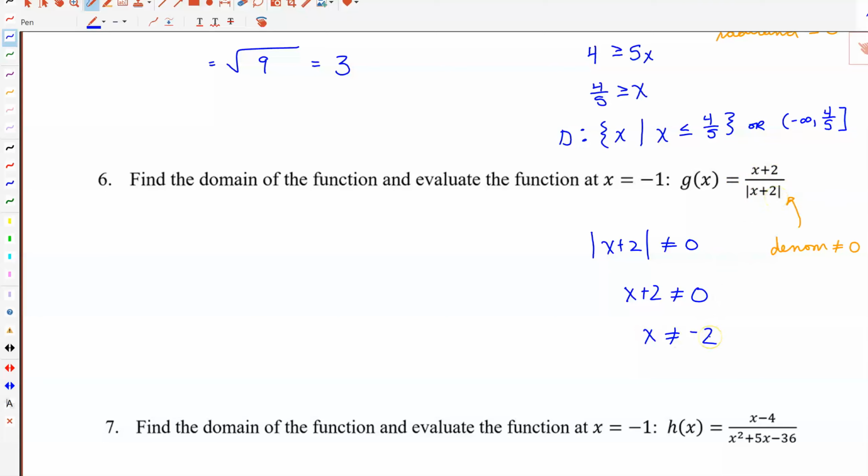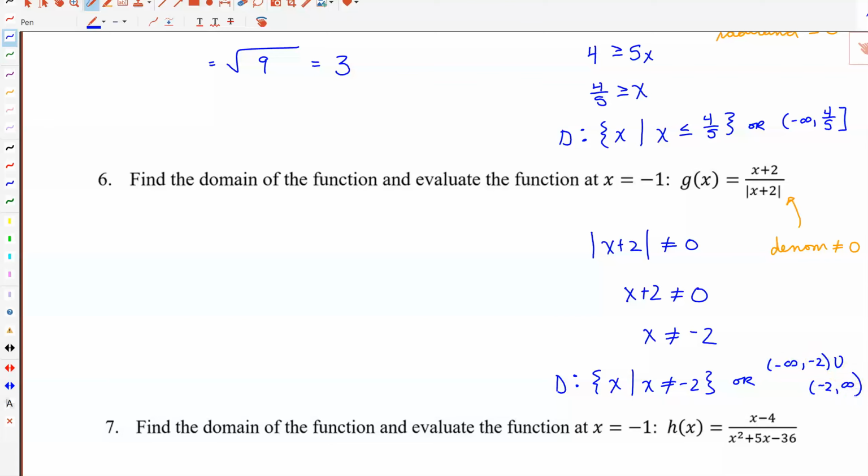So that's the bad value. So we need to remove that value from our domain. In set builder notation, the domain would be the set of all x's such that x is not equal to negative 2. Or if I wanted to write this in interval notation, it would be from negative infinity up to negative 2, union negative 2 to positive infinity.